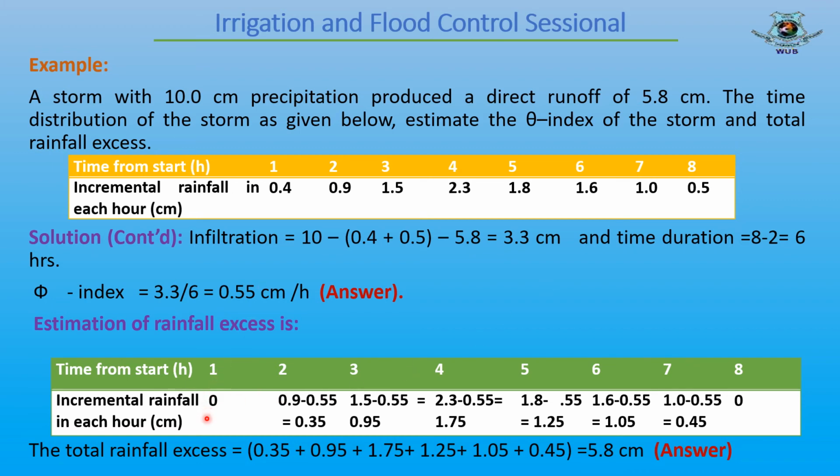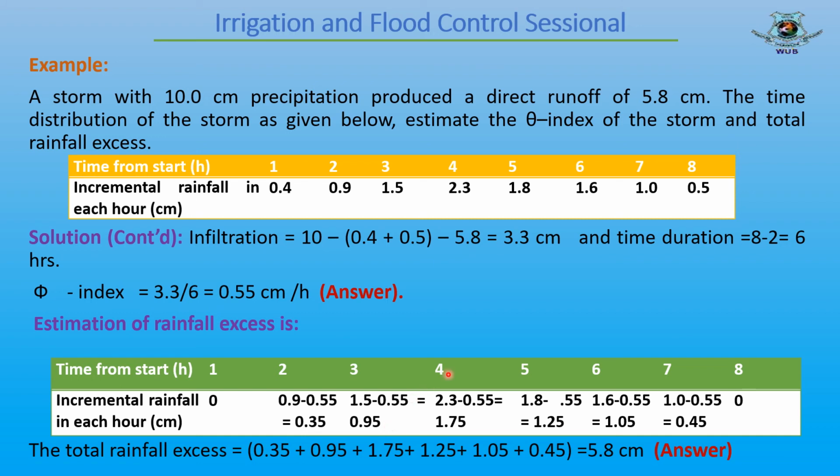So the value of first hour will be 0 as this is ineffective. Then we will subtract 0.55 from the second hour rainfall. So the second hour rainfall excess will be 0.9 minus 0.55 centimeter, that is 0.35 centimeter. Similarly, we will subtract phi value 0.55 centimeter from the third hour rainfall. So the third hour rainfall excess stands 0.95 centimeter.